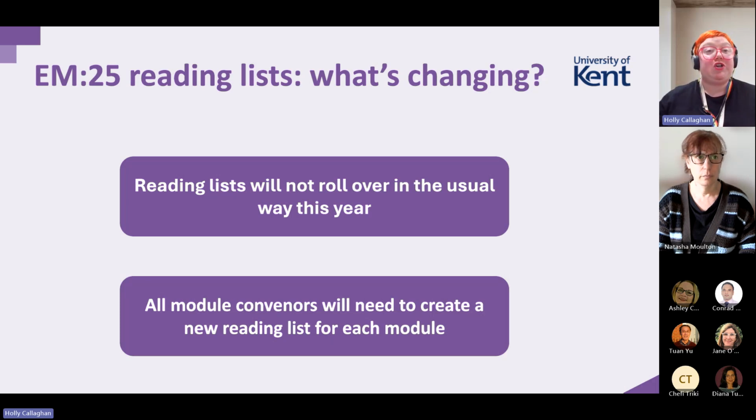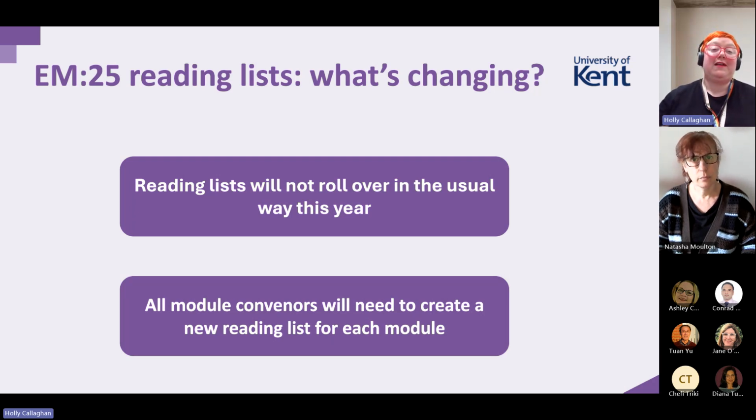If there's any updates you want to make, any new additions that you want to replace older editions with, if you want to increase the number of print copies or have a look at ebook licenses. And then once you're happy with that, we make that available for students. This year, because of EM25 and all the changes to module codes and module hierarchies, that hasn't been possible for us to roll everything over.